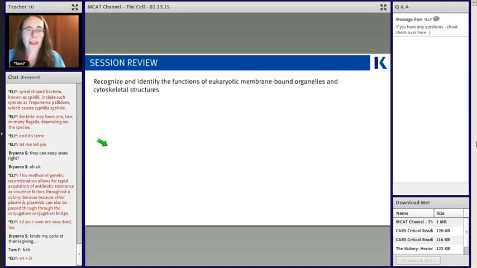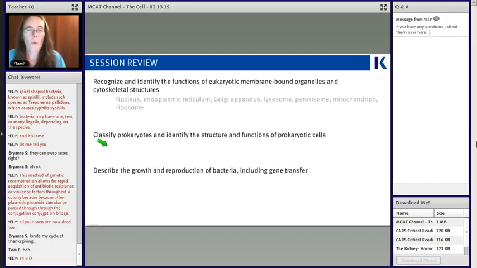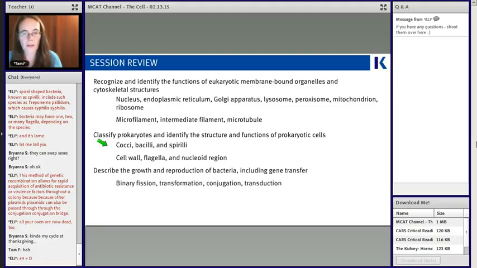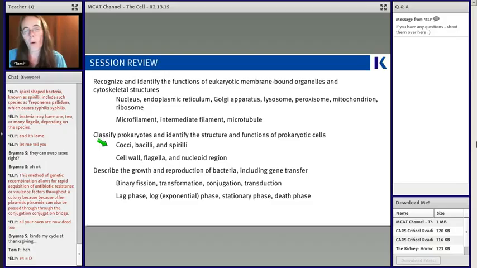All right, finally, what did we do tonight? We had a couple of different things we went through. We looked at our membrane-bound organelles and our cytoskeletal structures. Then we looked at different shapes of bacteria. We looked at the cell wall and flagella of bacteria, and we described binary fission, transformation, conjugation, and transduction, and how our bacteria grow.